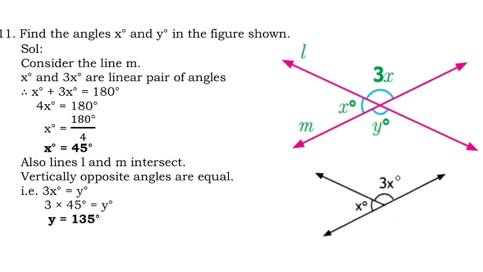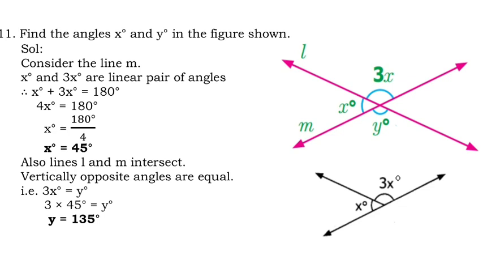11th question. Find the angles x degree and y degree in the figure shown. Solution. Consider the line M. X degree and 3x degree are linear pair of angles. So therefore x degree plus 3x degree is equal to 180 degrees. 4x degree is equal to 180 degrees. So therefore x degree is equal to 180 divided by 4. 180 is divisible by 4 45 times. So therefore x degree is equal to 45 degrees.